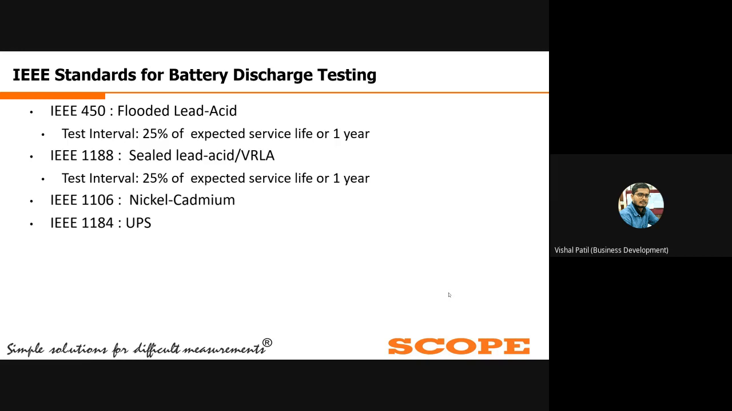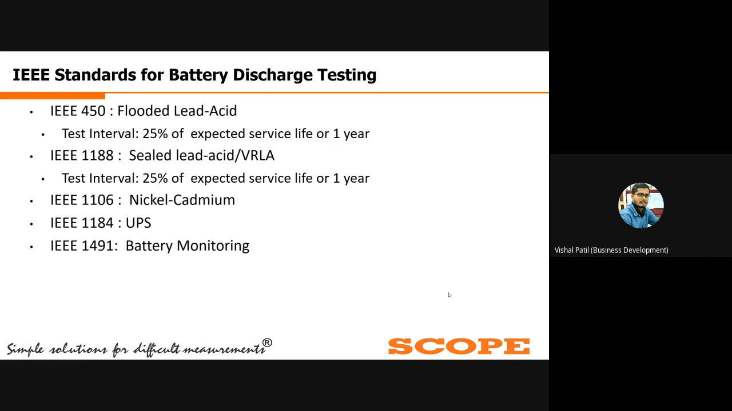Then you can refer to IEEE 1184 for UPS applications. You can see the guidelines for the discharge testing on UPS. You can refer to IEEE 1491 for the battery monitoring guidelines. So these are a few IEEE standards used for battery maintenance purposes, and some parts of those IEEE standards contain the guidelines related to battery discharge testing.